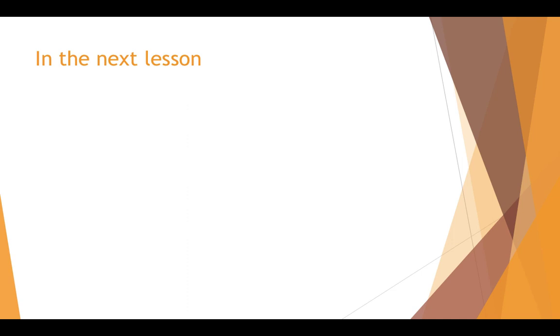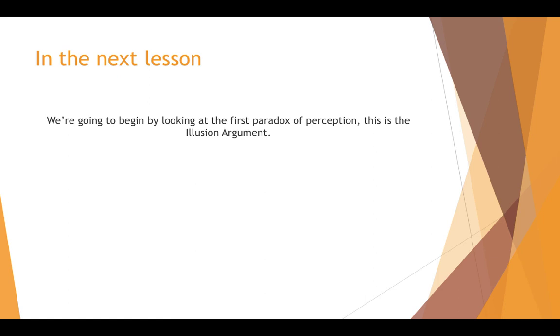In the next lesson, we're going to really explore why this is quite a paradoxical notion. We're going to begin by looking at the first paradox of perception. We're going to call this the illusion argument. And really, the illusion argument is going to provide a kind of setup for the stronger version, which is the hallucination argument. And then we're going to explain why these things mean that direct realism is fundamentally a flawed concept.